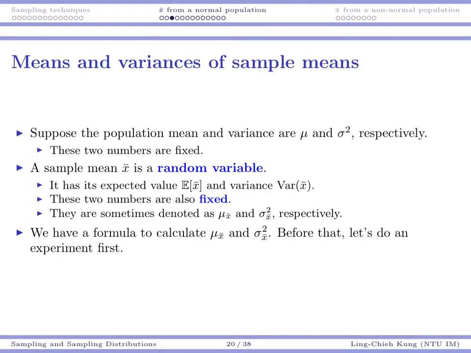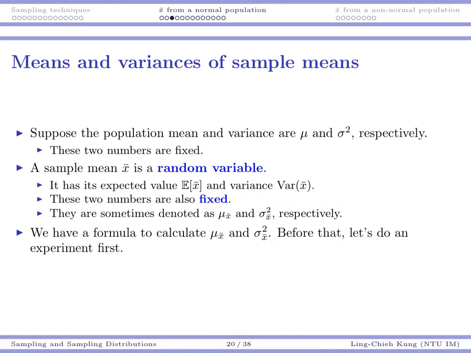So let me start my introduction as follows. First, let's think about a population which has a mean and a variance, mu and sigma square. My population here is a set of multiple numbers. Like I have 1,000 students graduated from the IM department. That's a population. I have all the voters in Taiwan. That's a population. Each population must have a mean and a variance. The key is that these two numbers are fixed.